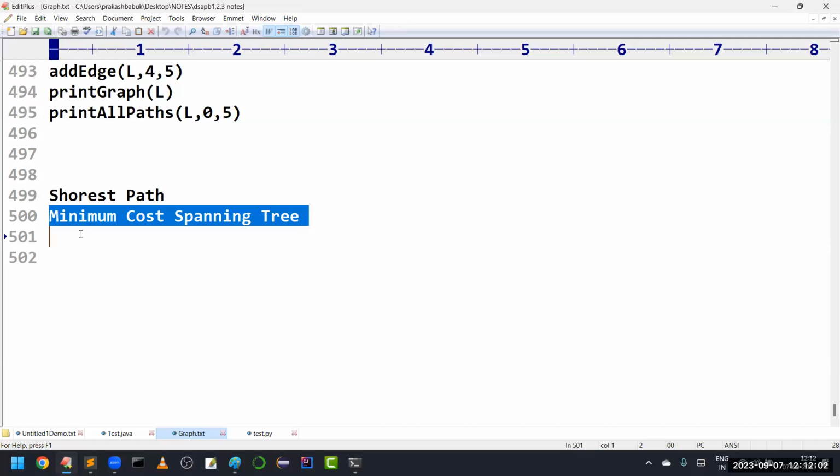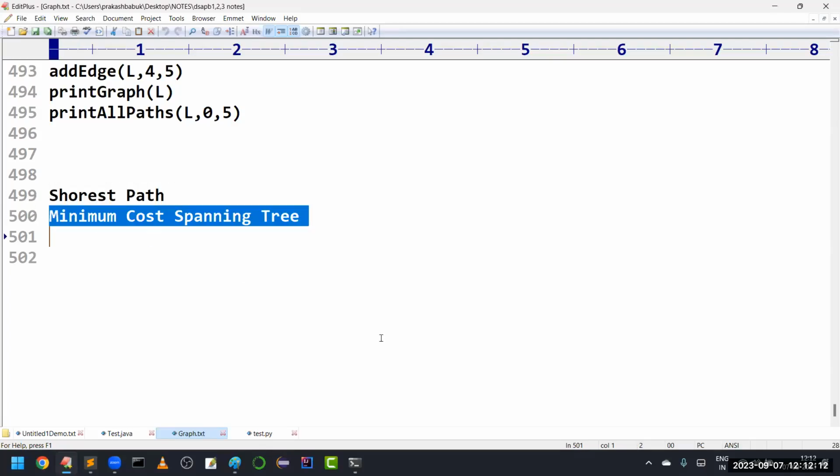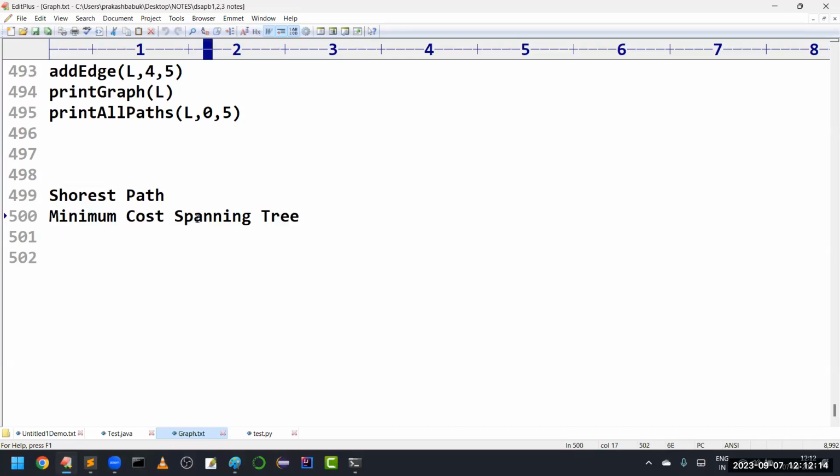For these, a proper solution, of course, is a lengthy solution. So I'm trying to show within 1 week, I will share 2 videos. One is for shortest path, another one is for minimum cost spanning tree. I will share the video support for this.